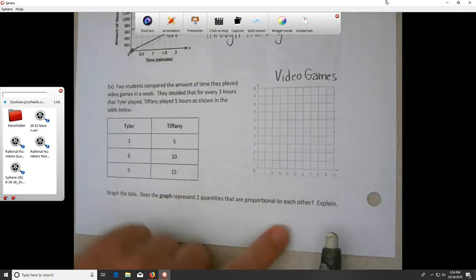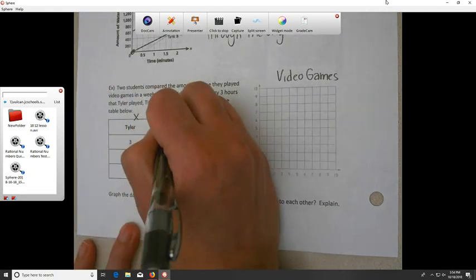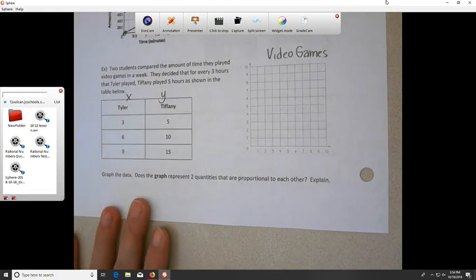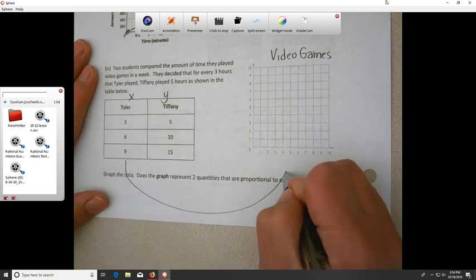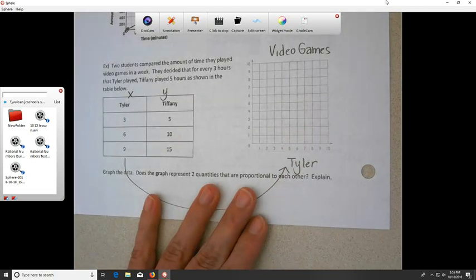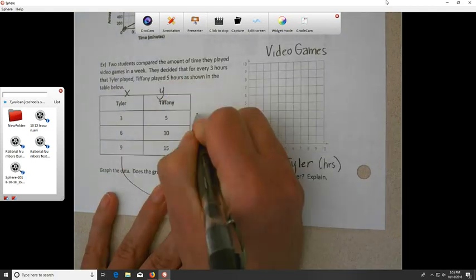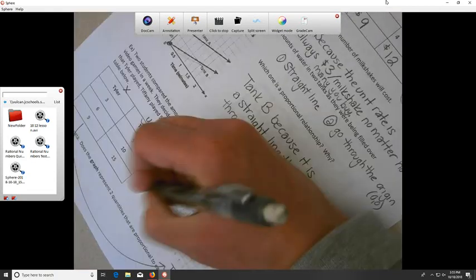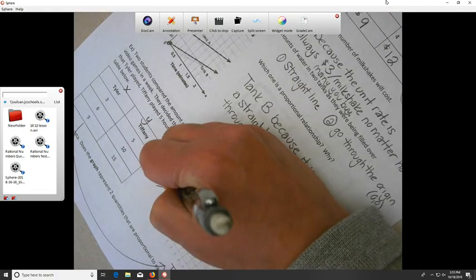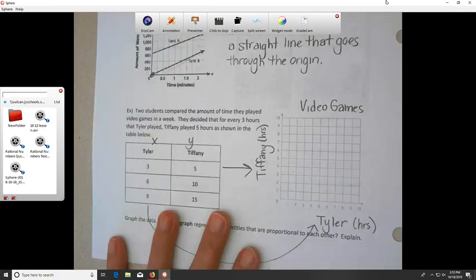Now you have to label the x and the y axis. Okay? Your first column is always your x, second one is always your y. So the x is what goes on the bottom of the graph. So I'm going to put Tyler down there, so that's his hours that he's playing. And then the second thing, your y, that goes on the side. So I'll put Tiffany on the side, and that's the number of hours that she's playing. And now I'm going to graph my data.